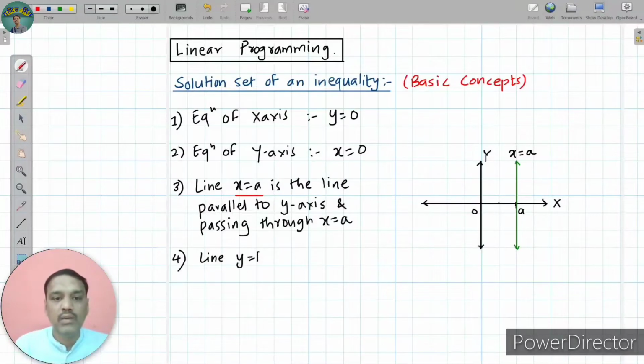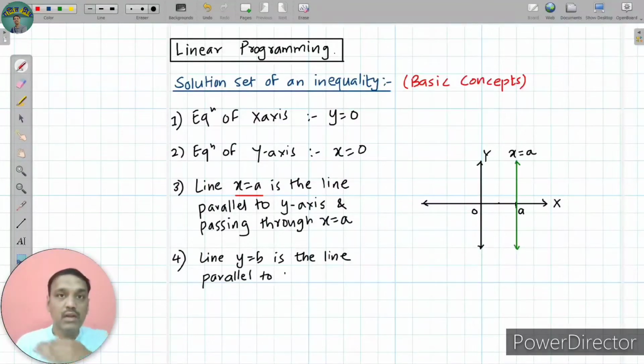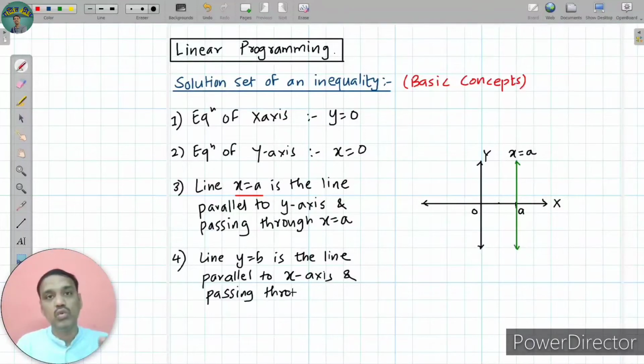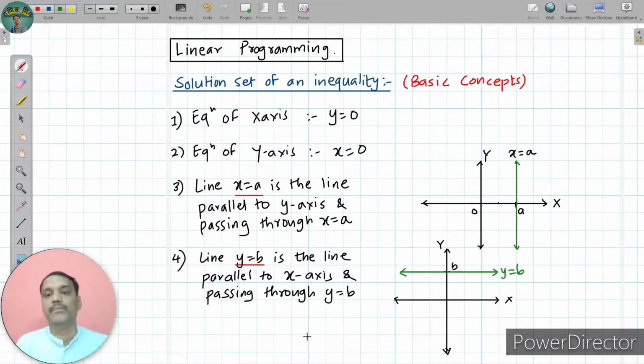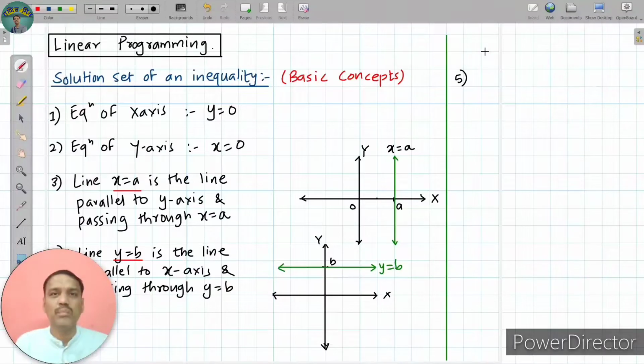Similarly, the line y equal to b is a line which is parallel to the x-axis, and it is passing through the value y equal to b. So again consider the x-axis and y-axis, that is the xy plane, and suppose the value y equal to b is somewhere here. It is on the y-axis. Then the line y equal to b is the line passing through that point b and parallel to the x-axis. So the line is like this, y equal to b. So these are some standard equations or basic lines where the equation consists of only one variable, either x or y.